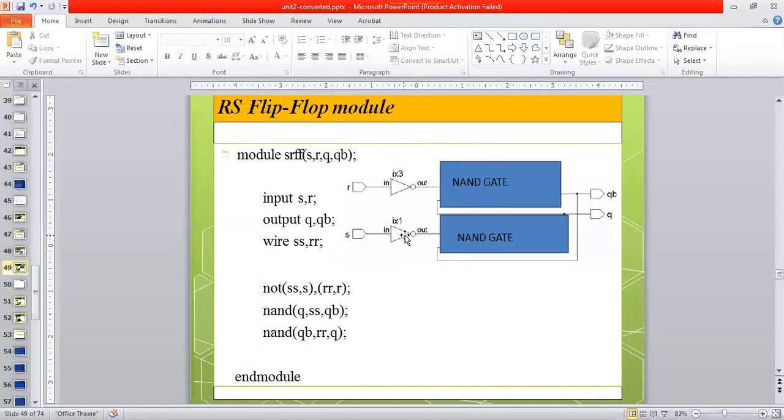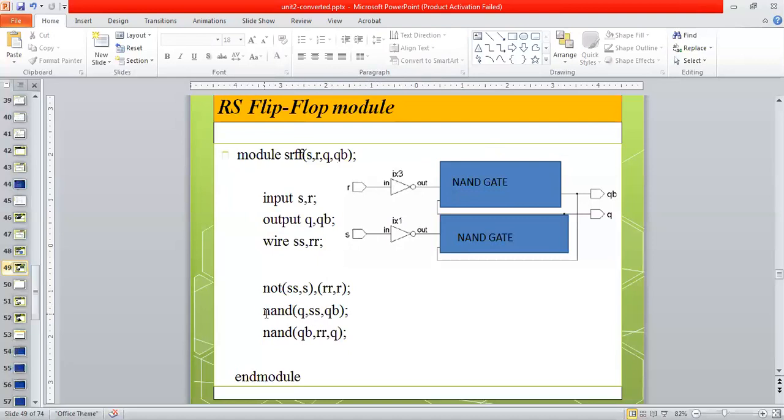And next, what is this here? This gate and this gate. This intermediate connection can be described as SS. Okay, students, that's why I'm defining the wires here. Now I'll talk about the NOT. Instead of defining the double NOT gate instantiation, here I am using s comma ss, and here I am using r comma rr.